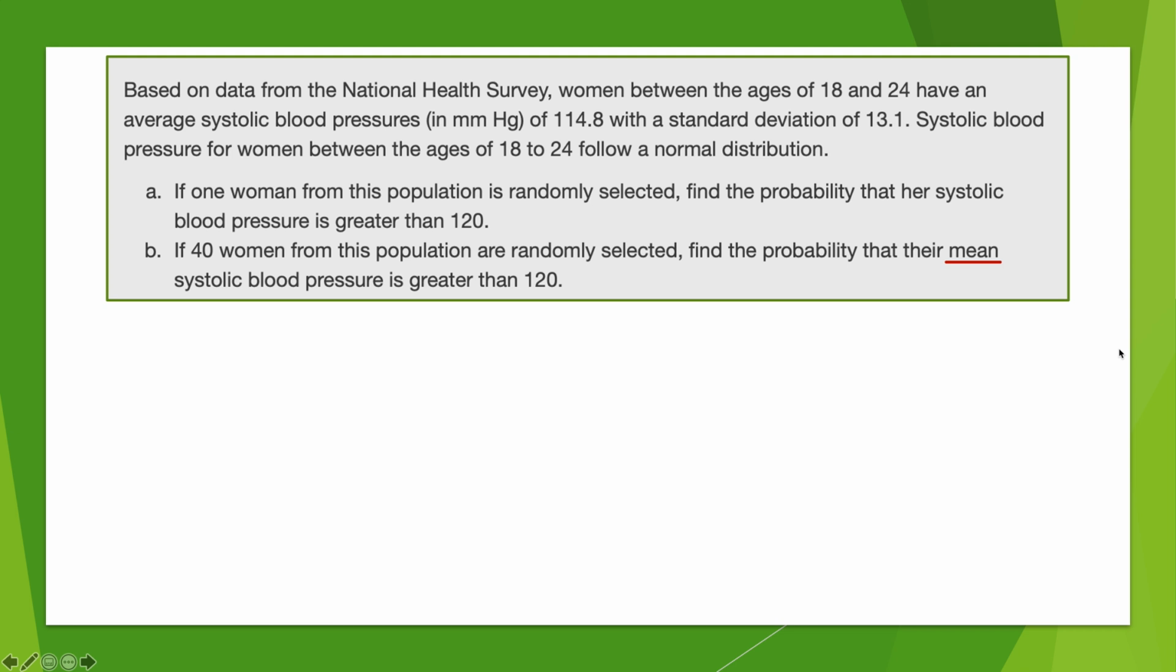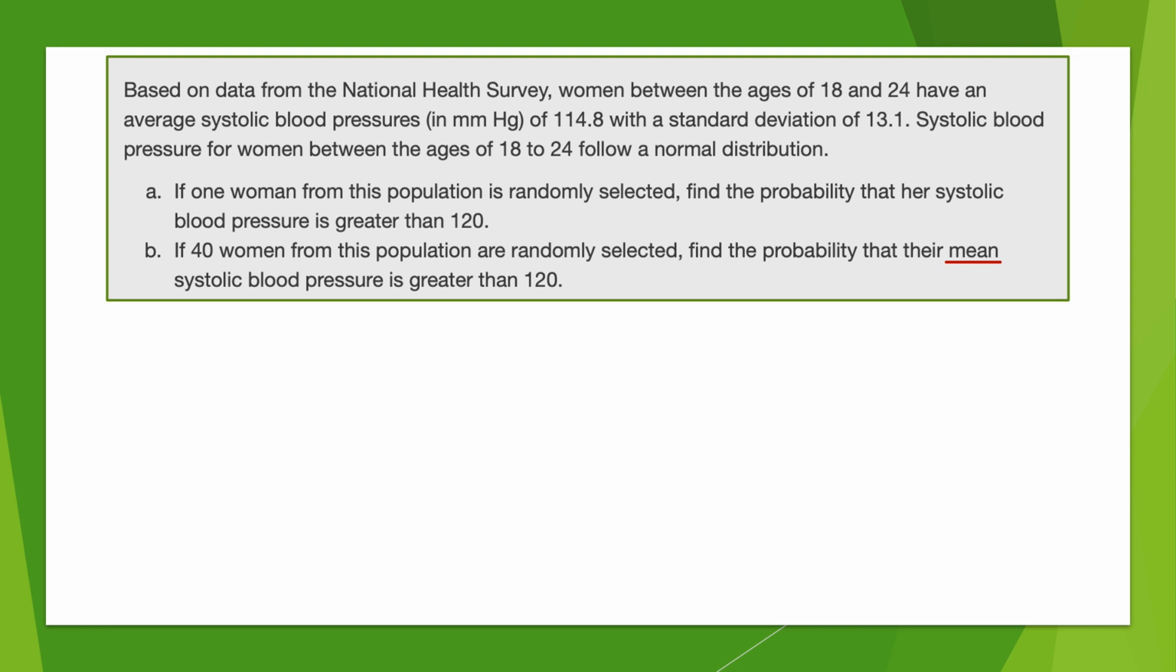You're up. Based on data from the National Health Survey, women between the ages of 18 and 24 have an average systolic blood pressure of 114.8 and a standard deviation of 13.1. Systolic blood pressure for women between the ages of 18 and 24 follows a normal distribution. Okay, so we're not talking about sums of means or anything here yet. We just seem to be doing normal work. Oh, see, part A doesn't use means, part B uses means. So part A is going to use a regular formula for the standard deviation, and part B will get into that alternate standard deviation where you divide by the square root of n. Okay, you're up. I gave you enough hints.